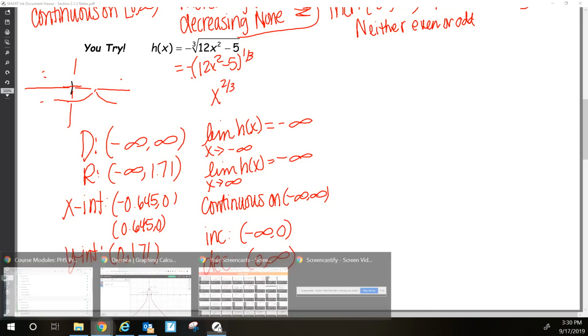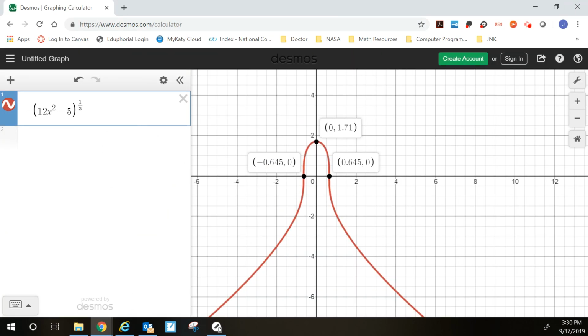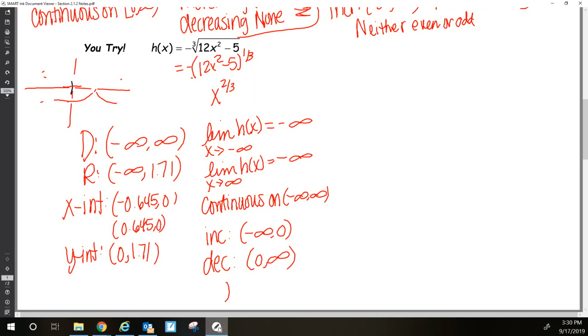All right, what about this? Is it even, odd, none of the above? Hopefully you can tell by those x-intercepts, it is symmetrical about the y-axis. So this is an even function. It is so pretty, I really like it. This is an even function.